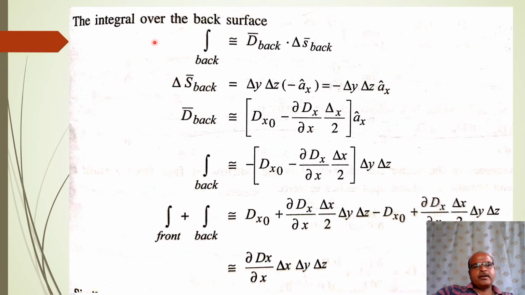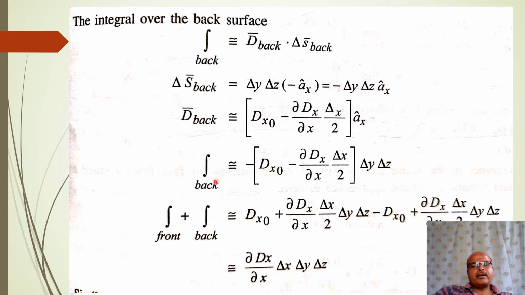If you observe, the integral over the back surface is given by integral back d bar back into del s back. So del s back is equal to del y del z minus ax cap. If we go back side, the negative sign comes, therefore we'll get the equation minus del y del z ax cap. Again for the d bar back, which is given by electric flux density at the center, dx0 minus rate of change of dx with respect to x, which is dabba dx by dabba x into half length, total length is del x, half length is del x by 2, into ax cap. Here negative sign is there.